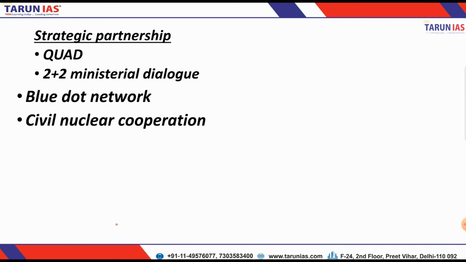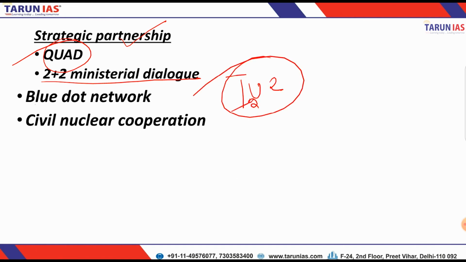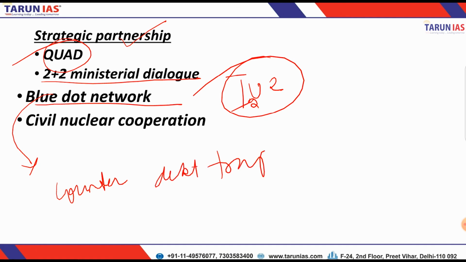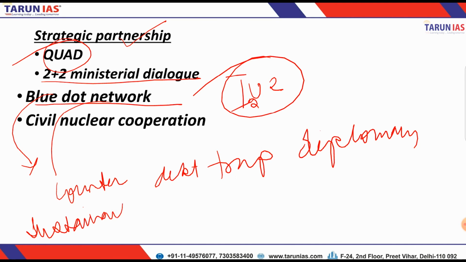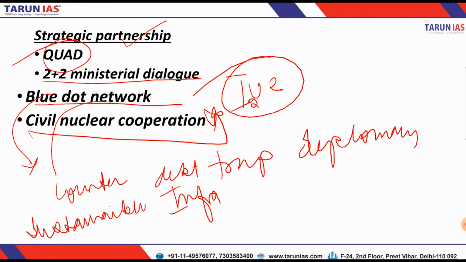Right. So if we consider the strategic partnership, then yes, the Quad is there. 2+2 ministerial dialogues are conducted between the foreign ministers and the defense ministers of the two countries. And I2U2 is also there. And in West Asia, the Blue Dot Network. What is this Blue Dot Network? Basically, in order to counter the debt trap diplomacy of China, it is going to promote sustainable infrastructure and civil nuclear cooperation, which we have already discussed.